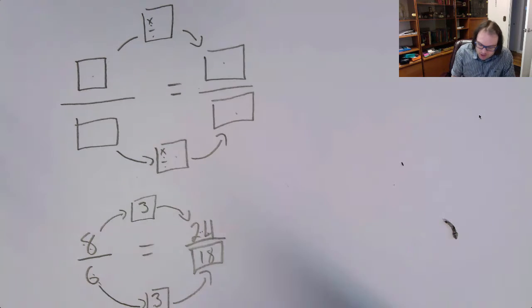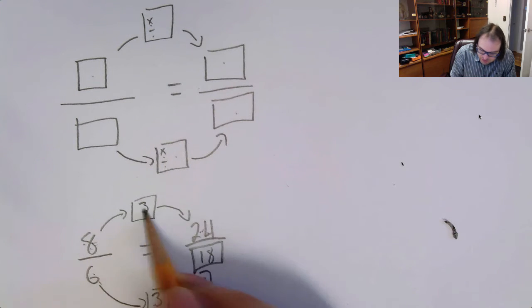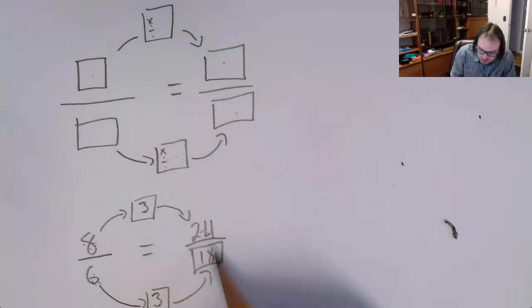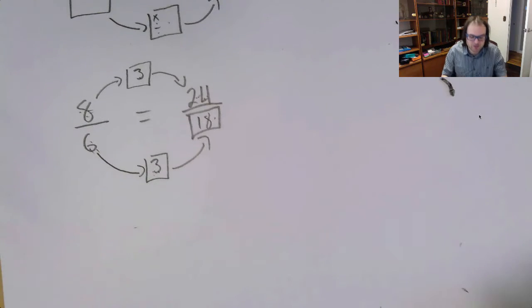Now let's look here. Make sure we did this right. This number is bigger than that number? Yeah. So 8 times 3 is 24. Good. 6 times 3 is 18. Very good. All right, let's take a look at another example here.